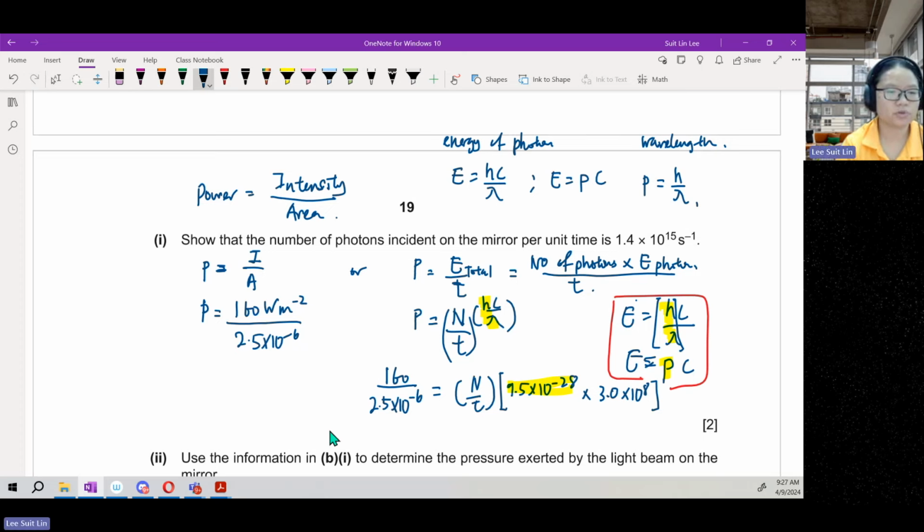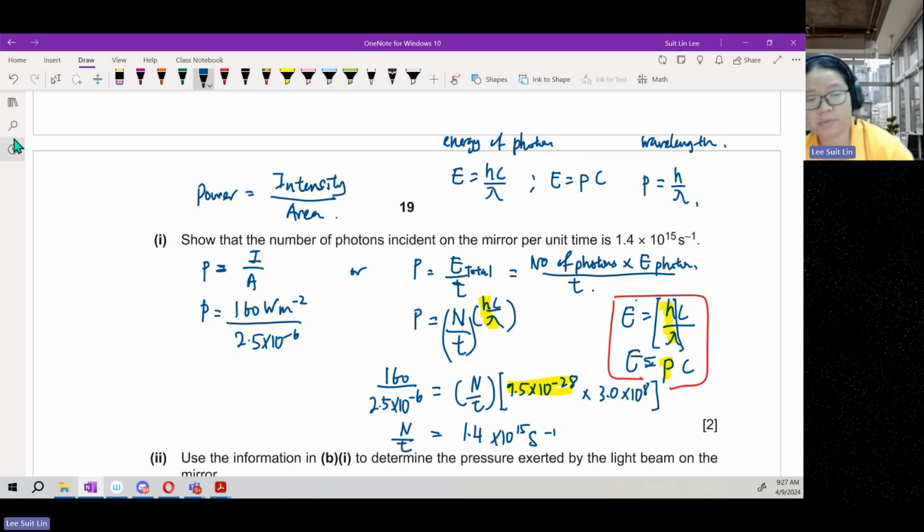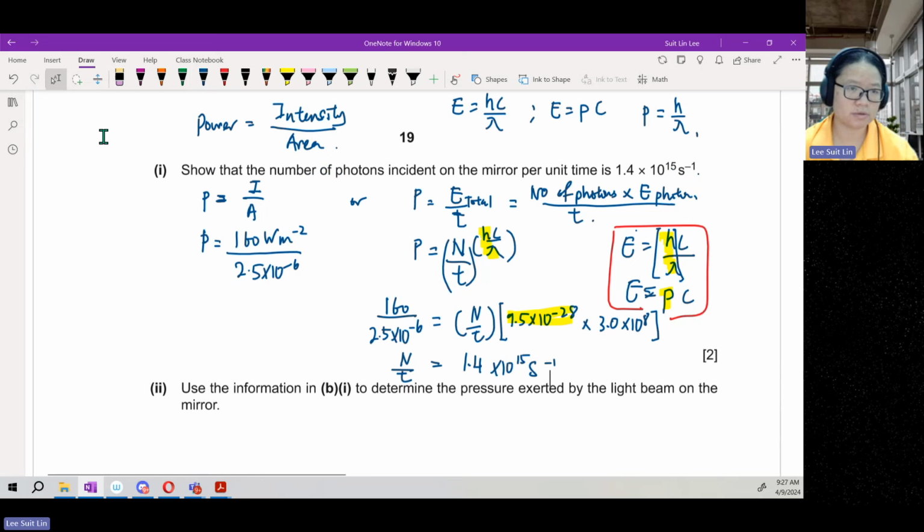All right, so if you put everything together and poke your calculator, you'll be able to get the number per unit time as 1.4 times 10 to the power of 15. So this is a familiar question. You've done it before in your trials. The only difference is that you were given power back then. Now you need to use power is intensity times area to find power, then throw it inside the equation. Okay, so it's not or, it's a total.